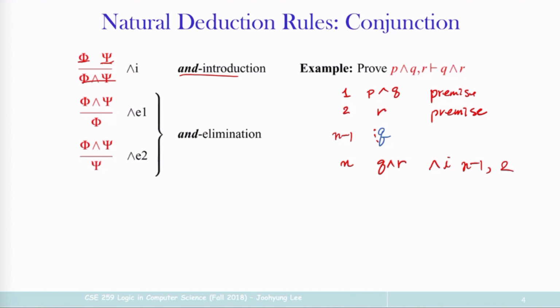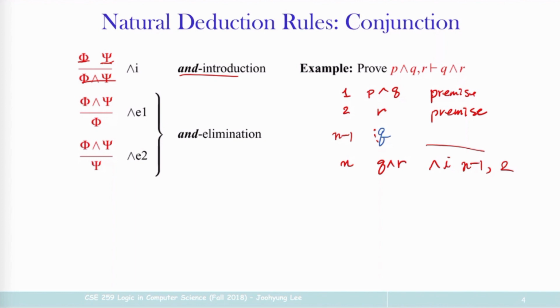We don't know yet what the justification for Q is. That's why I left this part blank. But if we can somehow derive Q, then we can combine Q with R, so we can derive Q and R. So how do we derive Q? Luckily, at this point, it's easy to do.